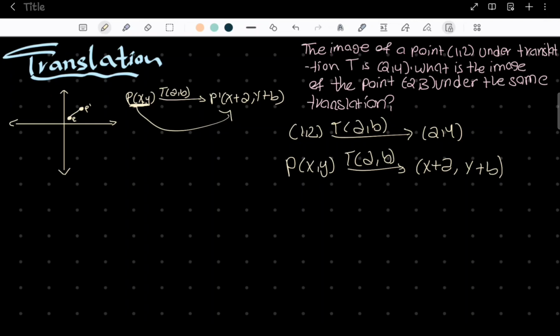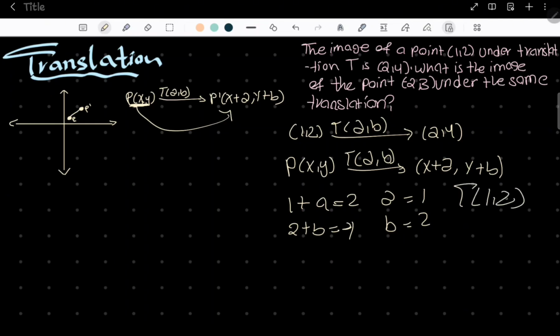So we need to find out what a is. Let's plug in the numbers. Obviously, 1 plus some number is going to be this. So we're going to do this in the form of an equation. So 1 + a = 2. And then the same thing for b. So 2 + b = 4. Now we just need to solve for the variables. Our final answer won't be this, but we're pretty close. So our translation vector would be (1, 2).